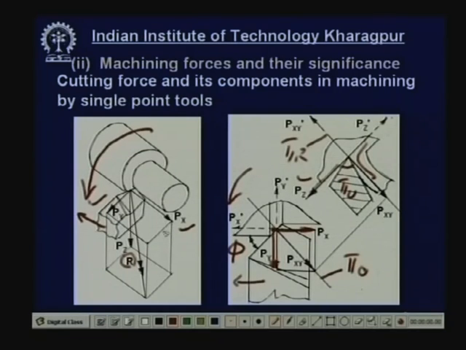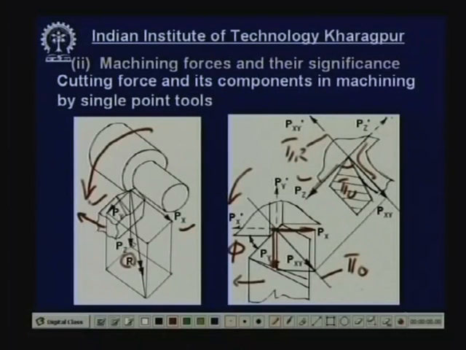Now, what is the significance of these forces? What is the contribution or role of the forces? As you see, the force component Pz is the largest in magnitude amongst Px, Py, Pz. So, that contributes the maximum, and it acts along the direction of the cutting velocity. So, this force Pz multiplied by the velocity will give you the cutting power consumption.